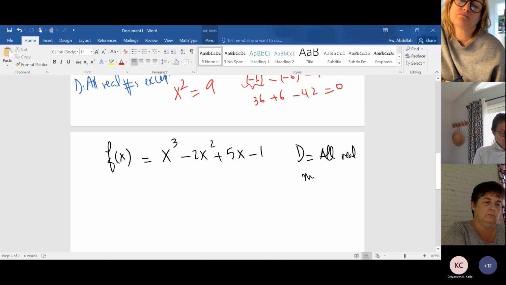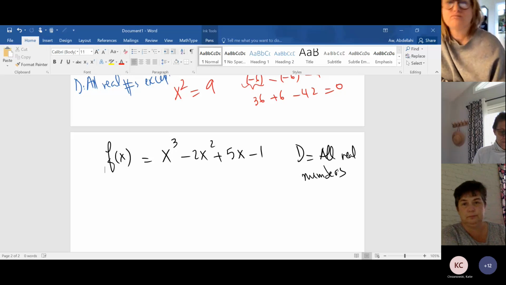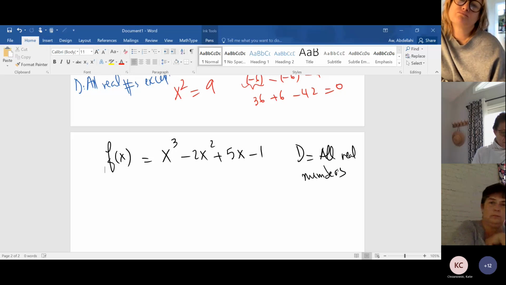Okay? We can plug in any number we want here. We don't divide by anything. We don't have to divide by x. We don't have to take a square root of any number. We have none of that here. This is a polynomial. The domain of any polynomial is all real numbers. All real every time. The domain of any polynomial is all real numbers. All right?